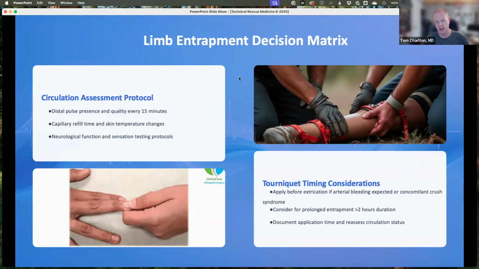It's important that we roughly document the application time and continue to reassess that circulation status, if we're able to, distal to that extremity.